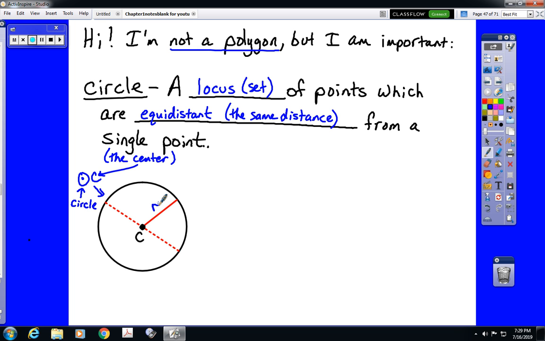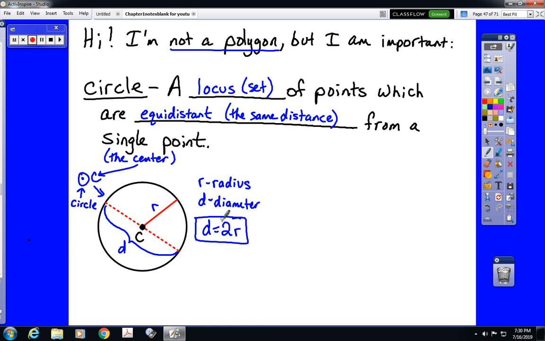Now, there are two important measurements to a circle: the distance from the center to the outside, which is known as the radius, and the length of a chord that passes through the center. See the dotted line here? See how it goes through the center, but it connects one side of the circle to the other? That length is known as the diameter. Now, it is worth noting that the diameter is always equal to twice the radius. Always.